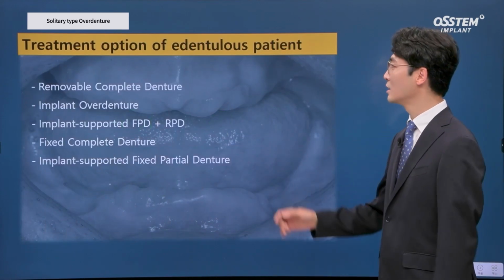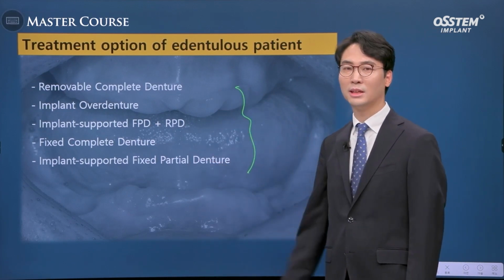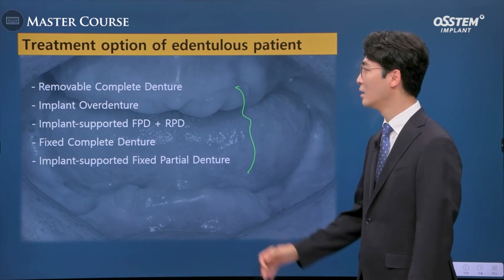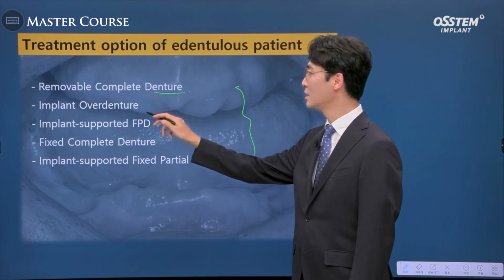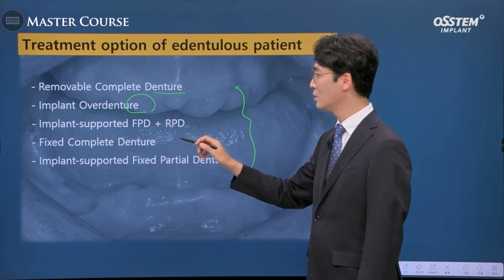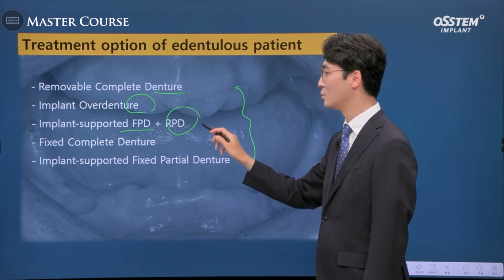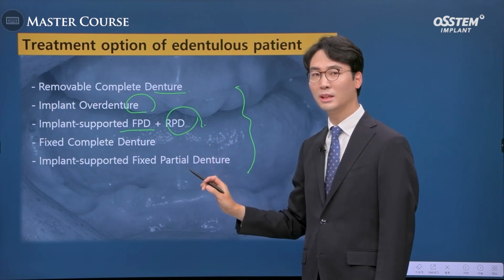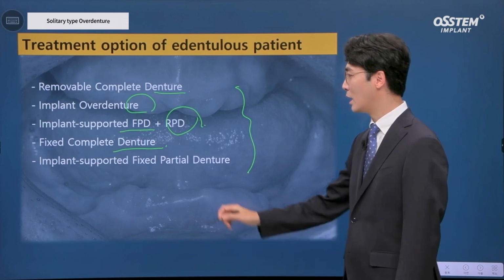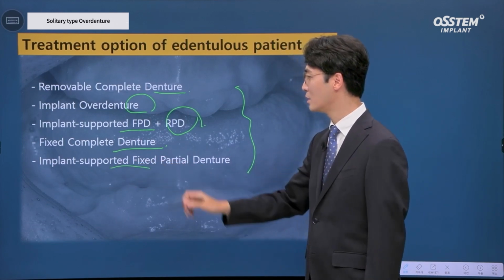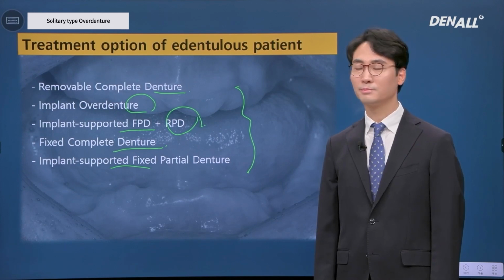We can suggest 5 different treatment plans to fully edentulous patients. First is removable complete denture. Second is implant overdenture, which is the topic of the day. Third, implant-supported FPD and RPD. Fourth, hybrid type, or fixed complete denture. Fifth is implant-supported fixed partial denture, where multiple implants are involved.